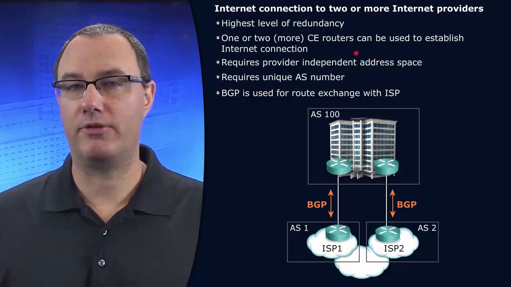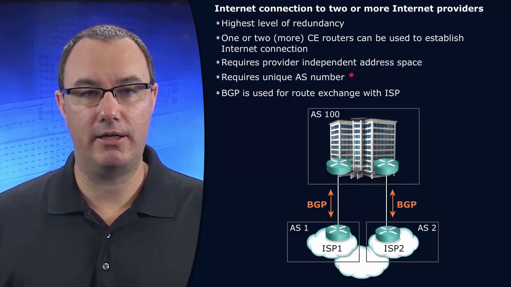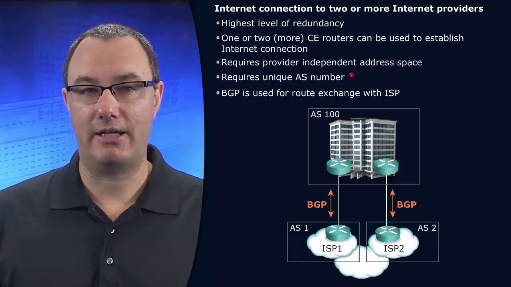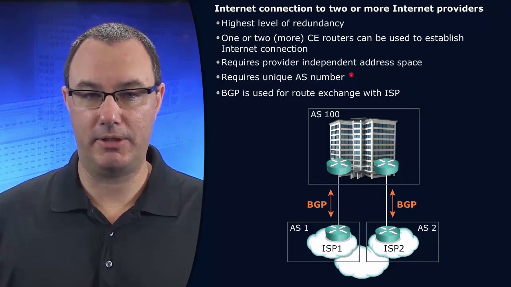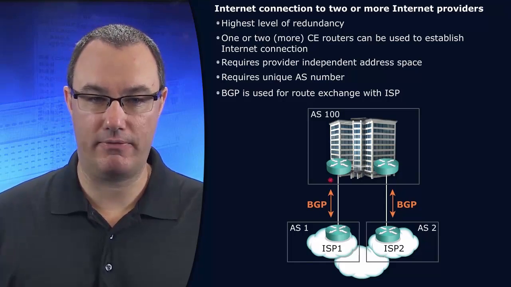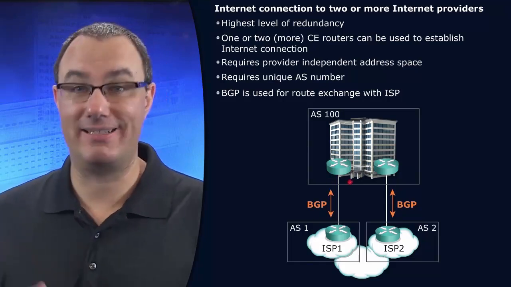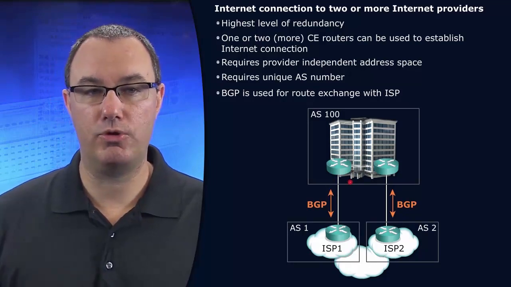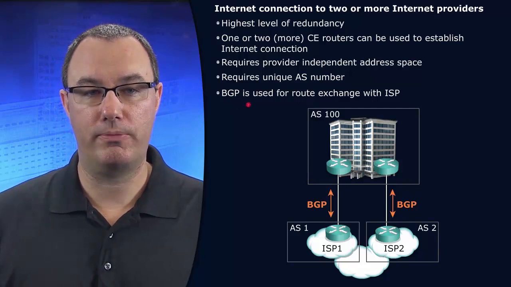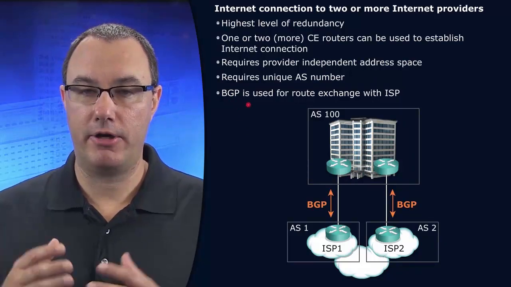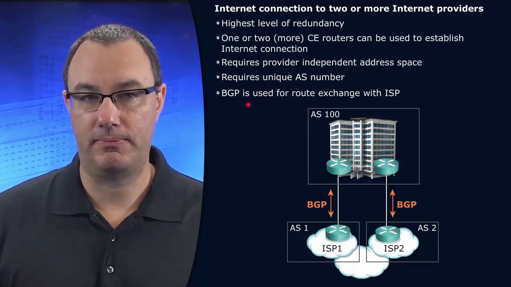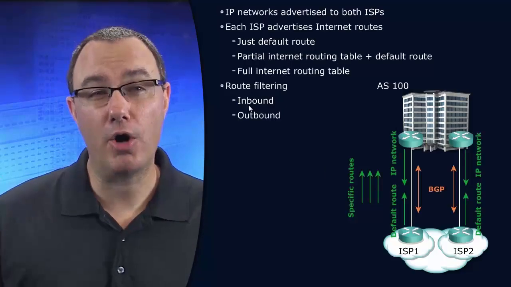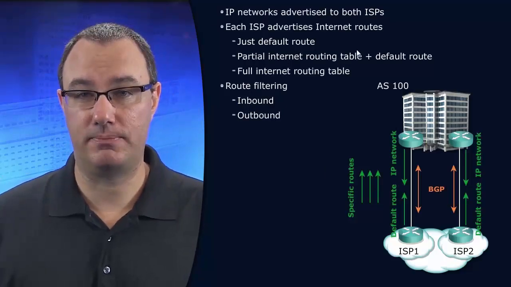In order for us to run BGP, we need a unique autonomous system, and that is really needed because we can't just be an extension of them. We are our own entity at this point. Now, how do we work with BGP? There are a few different strategies. We're going to use BGP to exchange routes, but are we going to exchange all routes?